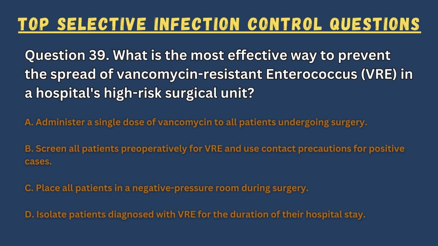Question 39. What is the most effective way to prevent the spread of vancomycin-resistant enterococcus, VRE, in a hospital's high-risk surgical unit? A. Administer a single dose of vancomycin to all patients undergoing surgery. B. Screen all patients preoperatively for VRE and use contact precautions for positive cases. C. Place all patients in a negative pressure room during surgery. D. Isolate patients diagnosed with VRE for the duration of their hospital stay.